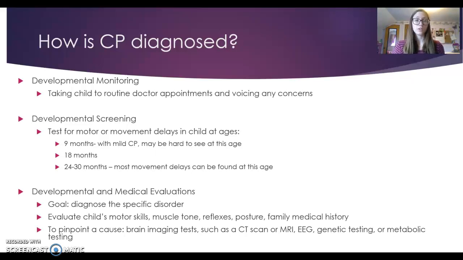And so once those motor delays are observed, they move on to developmental and medical evaluations to diagnose a specific disorder. So the doctor or specialist would then test the child's motor skills, muscle tone, reflexes, posture, and take an in-depth family medical history. To further pinpoint a cause, brain imaging testing can be done, such as a CT scan or an MRI, or a combination of any of the various tests I have listed at the bottom.